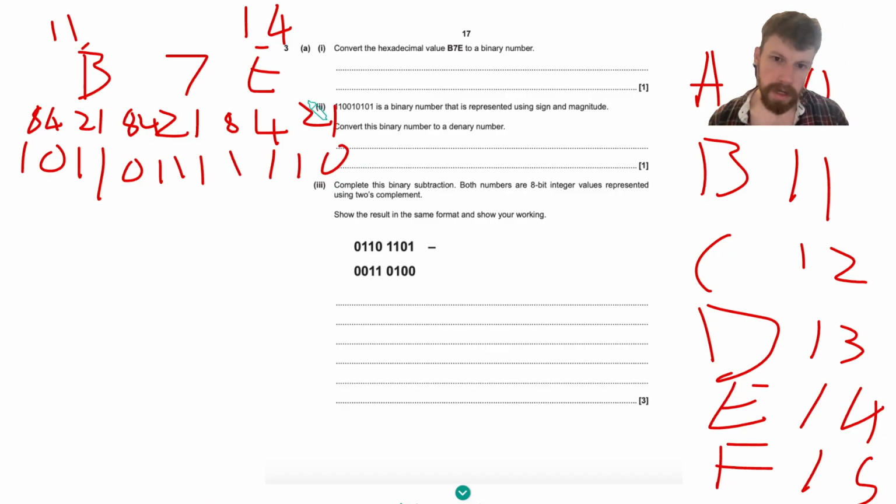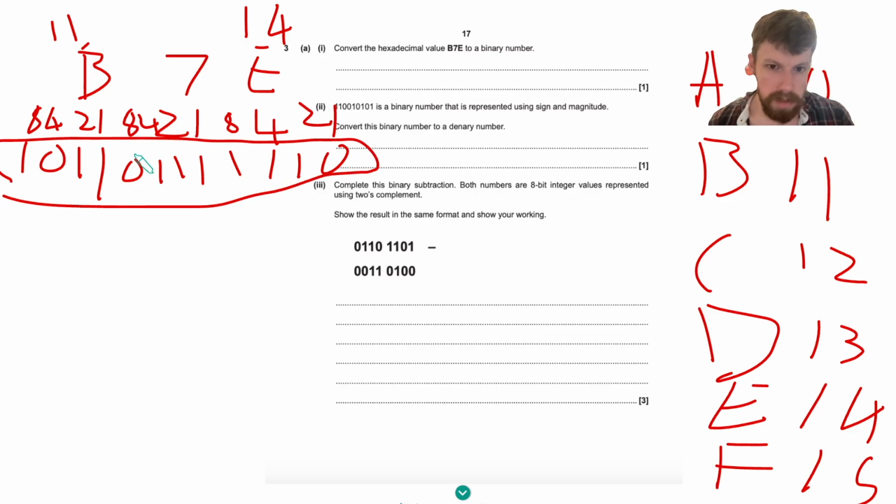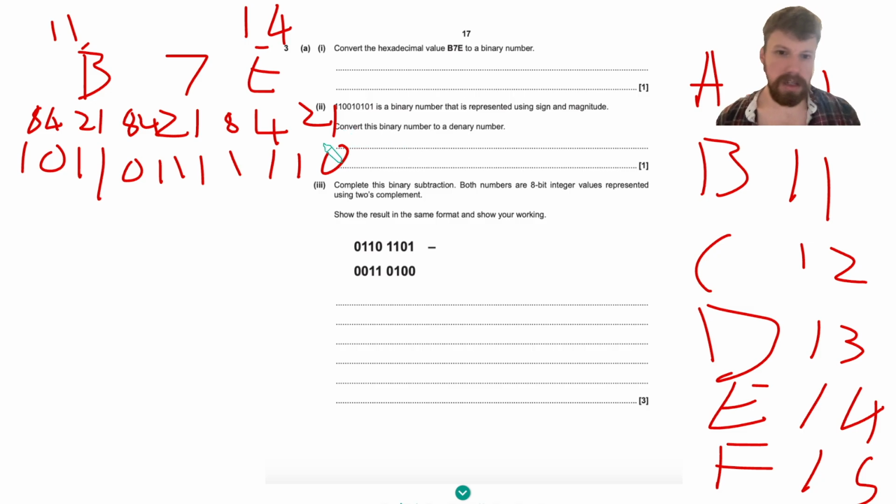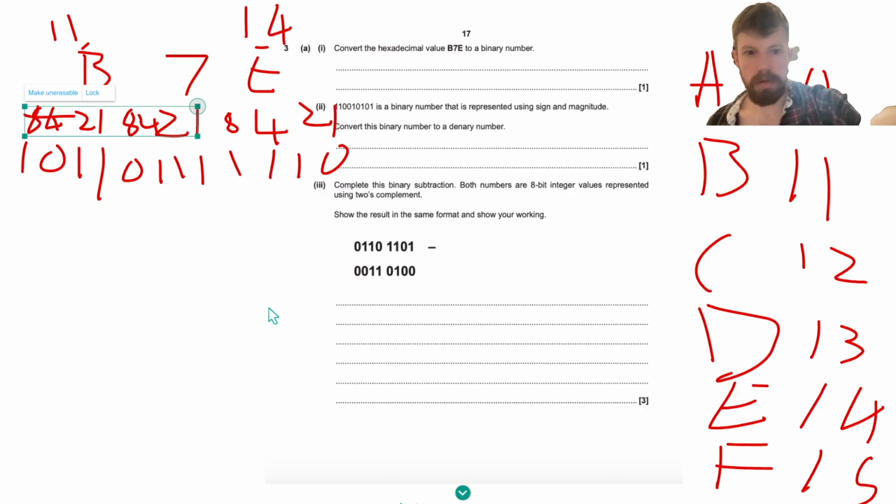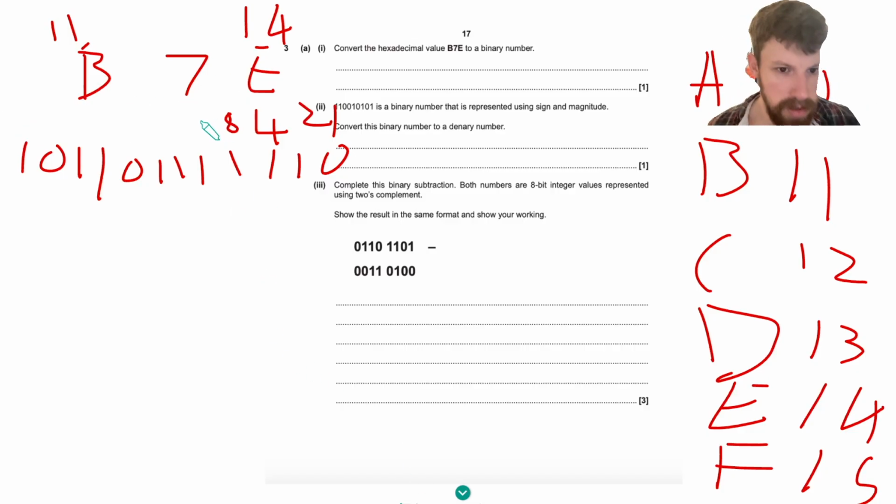Okay. So that there. So this is your number here. So convert this into a denary number. We don't have calculators in OCR. So cross these out, or maybe get rid of them. And then it's just going to be a simple case of 16, 32, 64.